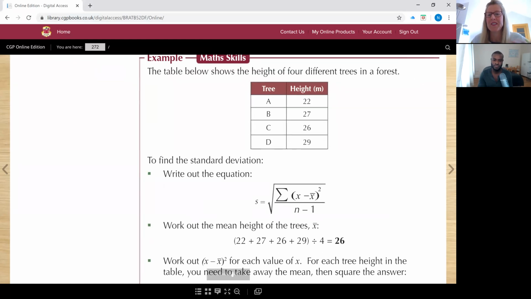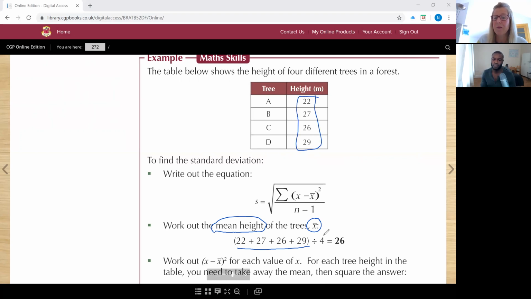We're going to look at this example of the height of 4 different trees in a forest, A, B, C, D. First of all, I would always start by writing out your equation, so you've got it there in front of you. Quite simply, we're going to calculate the mean height of the trees, so your X bar value. Everyone should know how to do that straight away. Add your 4 values together, A, B, C, D from the table, and divide by 4 because there are 4 values, and our mean is 26.